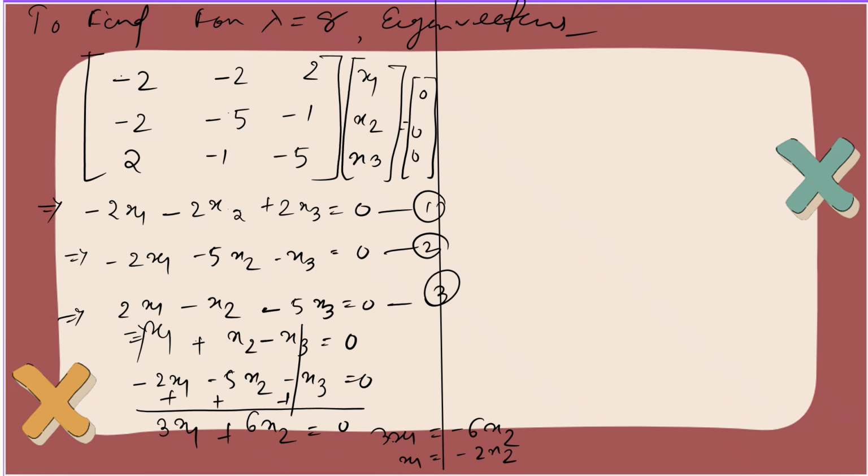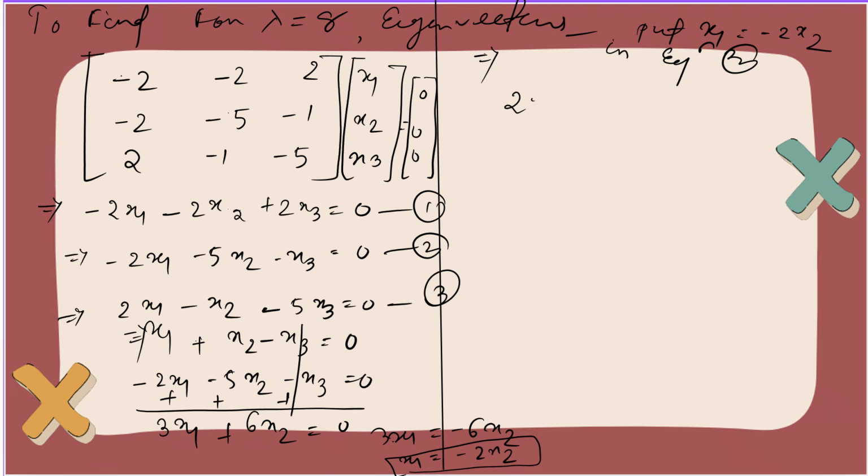So x1 is equal to minus 2x2. One value you have found out. Then you have to put this value in any one equation, like the third equation. Put x1 equal to minus 2x2. So we get, in which equation? In equation 3.